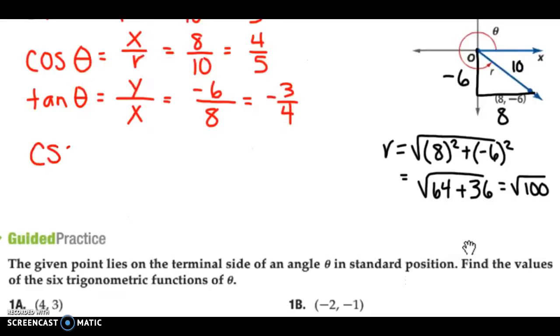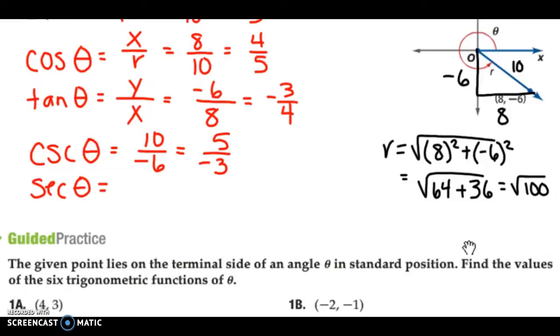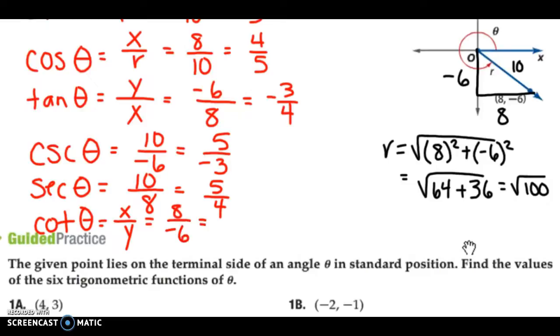Now we have cosecant of theta, which was just the inverse of our sine. That would be 10 over negative 6, which reduces to 5 over negative 3. Then we had secant of theta, the inverse of cosine, 10 over 8, which reduces to 5/4. And finally, cotangent of theta, instead of y over x, the inverse is x over y, which is 8 over negative 6, which is negative 4/3.